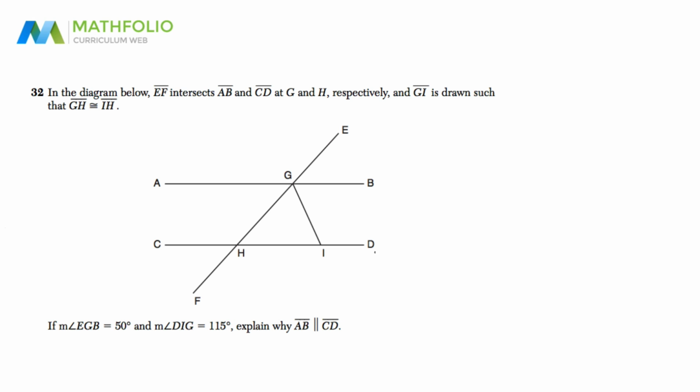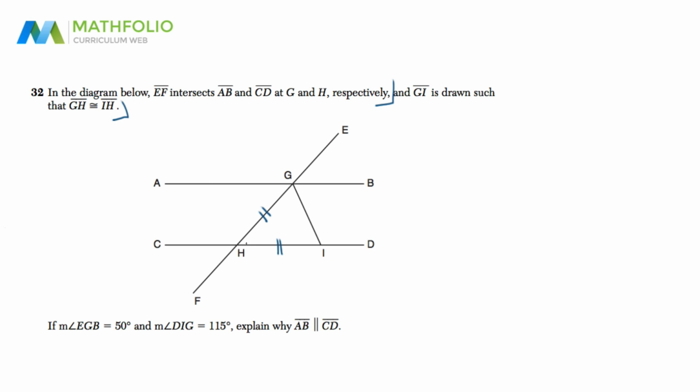Okay, so question number 32. It says, in the diagram below, EF, where's EF? EF is here, it intersects AB and CD at G and H, respectively. So everything here is already labeled. It says GI is drawn such that GH is here, and it says this is congruent to IH. So I just labeled everything up to here.